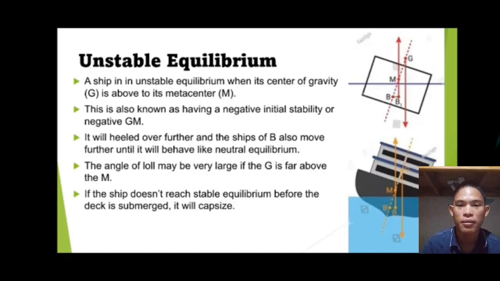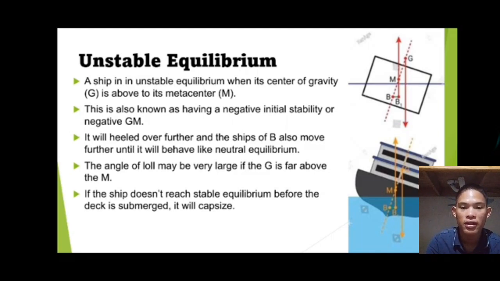Unstable equilibrium. A ship is in unstable equilibrium when its center of gravity is above its metacenter. As you can see in the illustration, G is above the M. This causes an unstable equilibrium. This is also known as having a negative initial stability, or negative GM.